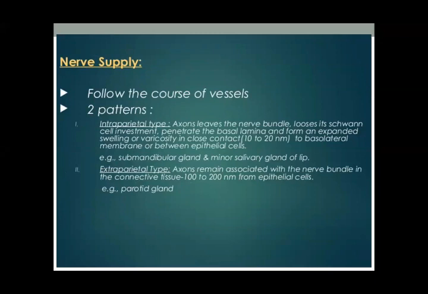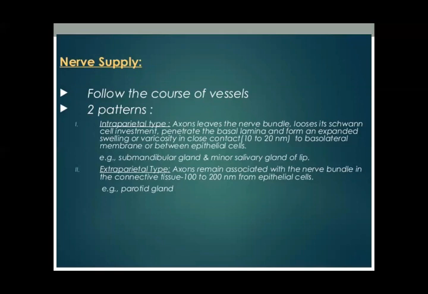Nerve supply follows the course of vessels, two patterns: intraparietal type and extraparietal type. In the intraparietal type, axons leave the nerve bundle, lose their Schwann cell investment, penetrate the basal lamina and form an expanded swelling in close contact, 10 to 20 nanometers, with the basolateral membrane between epithelial cells. For example, submandibular gland and minor salivary gland of lip.